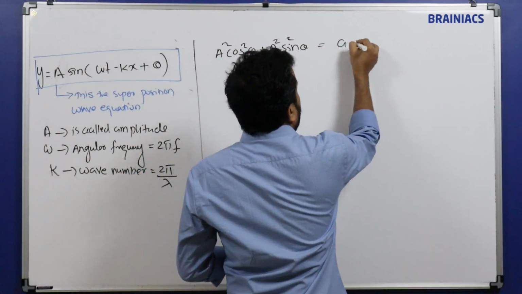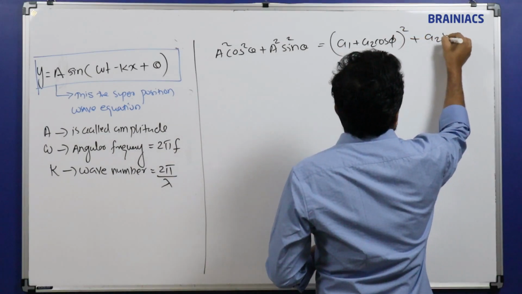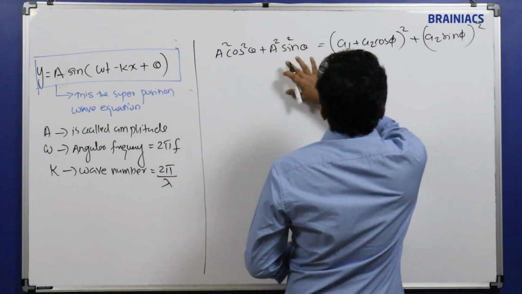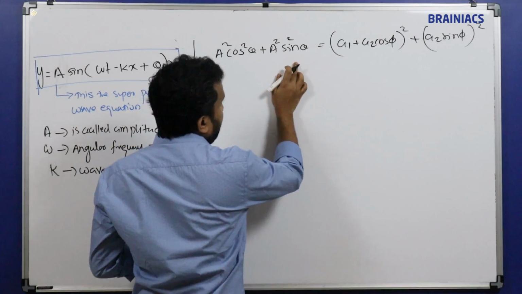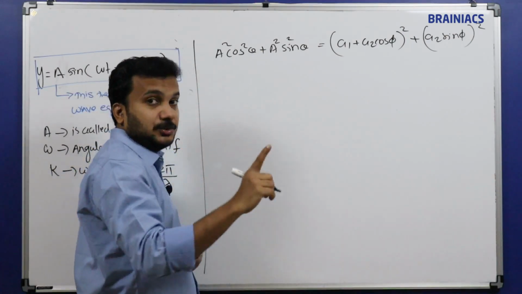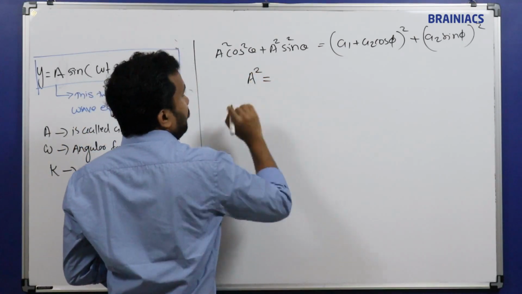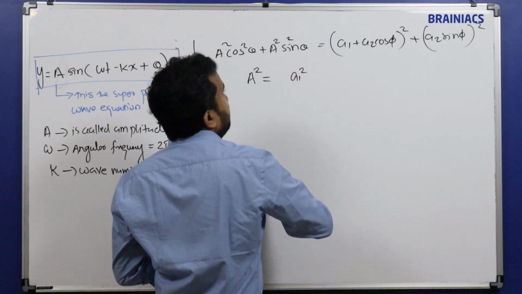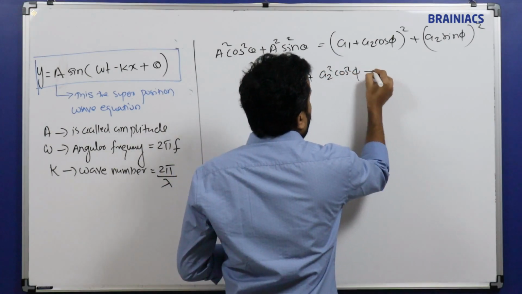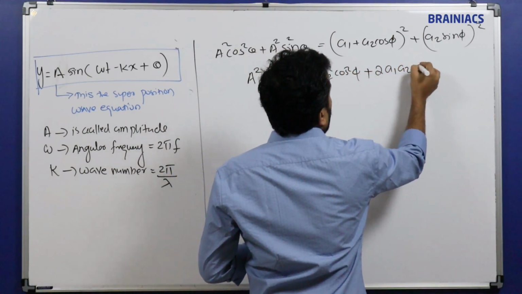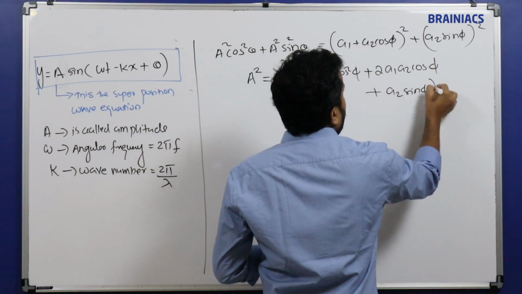Tell me, what is A1 plus A2 cos phi the whole square plus A2 sin phi the whole square. Equate the terms left and right. So what is the value of this one? Taking A square outside, A square times sin square theta plus cos square theta. Sin square theta plus cos square theta, again trigonometry, is 1. So A square equals, we can expand this. A1 plus A2 cos phi the whole square, A1 square plus A2 square cos square phi plus 2 times A1 A2 cos phi. We expanded the first, now we expand the second: A2 sin phi the whole square.